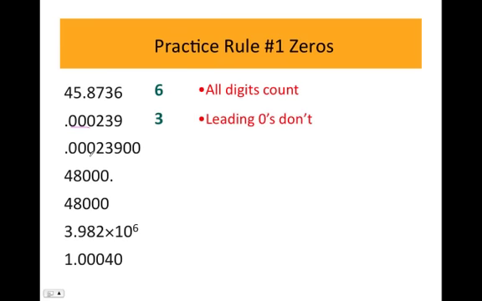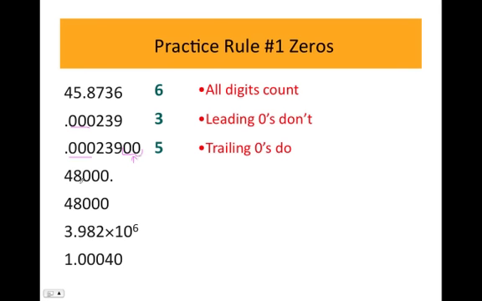In the next problem, we once again have leading zeros, so they are not significant. The 239 is of course significant. Now, because these zeros are both after significant figures and after a decimal, they are significant. So that leaves us with 5 significant figures.